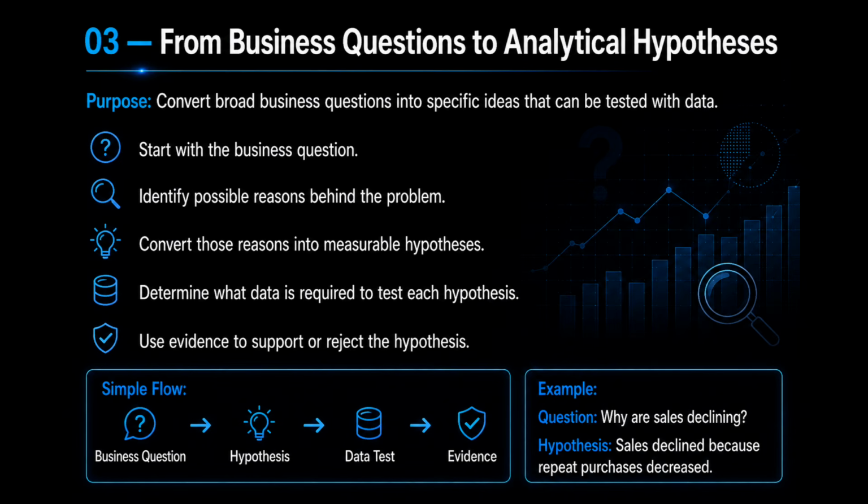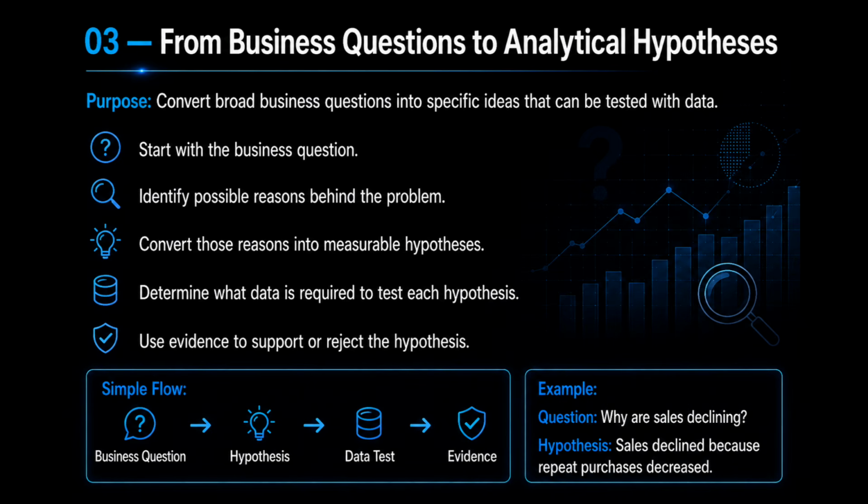Step 3. From business questions to analytical hypotheses. The purpose is to convert broad business questions into specific ideas that can be tested with data. First, start with the business question. Then, identify the possible reasons behind the problem. Next, convert those reasons into measurable hypotheses. Determine what data is required to test each hypothesis. Finally, use evidence to either support or reject the hypothesis.